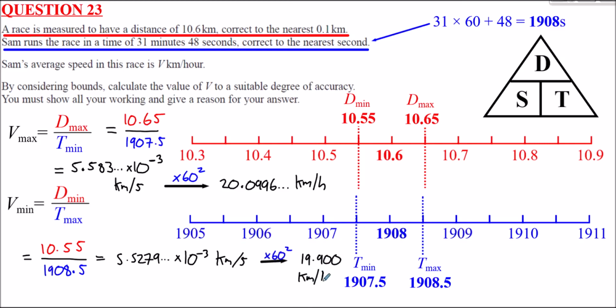We now compare these two values. So we compare the 20.0996 and this figure here, the minimum. And when it says give your answer to a suitable degree of accuracy, what this means is we want to give our answer as accurate as we possibly can do without making it so accurate that these two bounds don't agree. So what's the maximum number of either decimal places or significant figures where these two answers agree? So would they agree, for example, if we rounded them to 3 significant figures? Well, to 3 significant figures, this one here would go to 20.1. That 0 would be rounded up to 1.